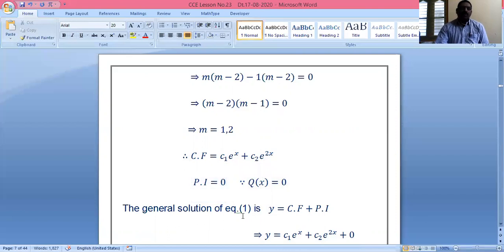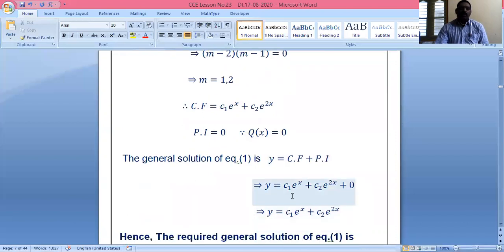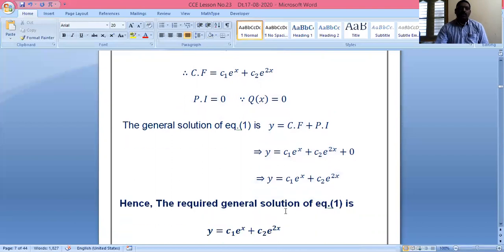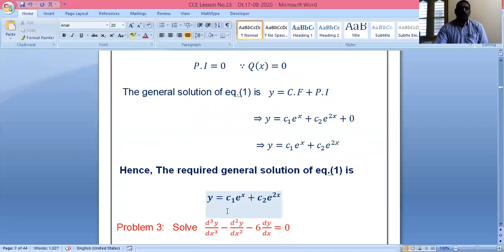General solution of equation 1 is y is equal to CF plus PI. That implies y is equal to C1 e power x plus C2 e power 2x plus 0. Here PI is 0. That implies y is equal to C1 e power x plus C2 e power 2x. Hence, the required general solution of equation 1 is y is equal to C1 e power x plus C2 e power 2x.